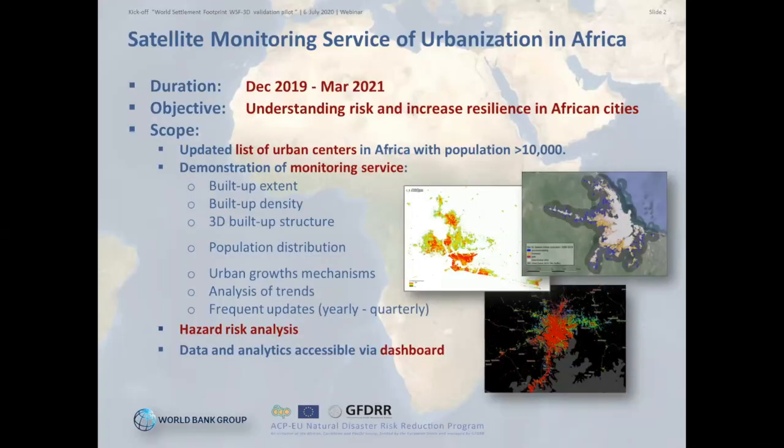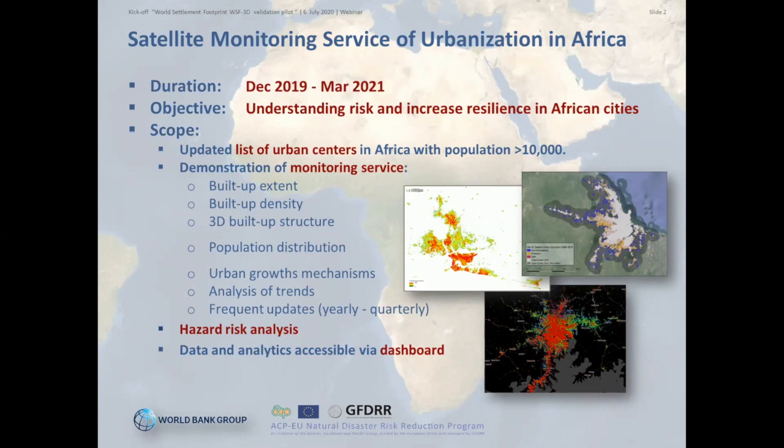The project that we are currently working on is aiming at a satellite monitoring service for urbanization in Africa. The project started last December, and it will end next year in March, although some of the major deliveries are due by the end of this month and the beginning of next month. The key objective, as you could see from the title of this project, is understanding risk and increasing resilience in African cities. To do so, the scope of this project covers four major topics.